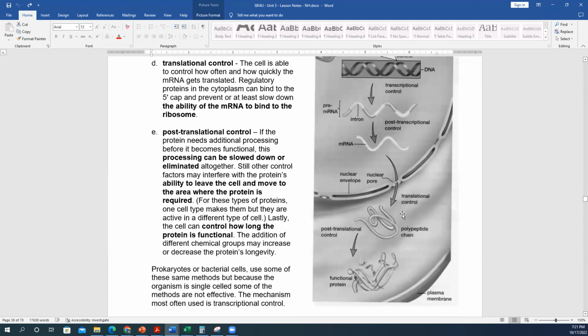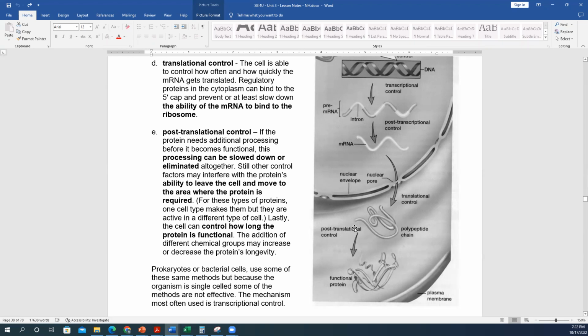Finally, there is translational control, meaning the cell is able to control just how quickly and how often that mRNA gets translated into its polypeptide chain. There are regulatory proteins in the cytoplasm that can bind to the 5' cap of the mRNA and prevent, or at least slow down to a certain extent, the ability of that mRNA to bind to the ribosome. So there's control of just how quickly and how often that mRNA can get translated into this polypeptide chain.